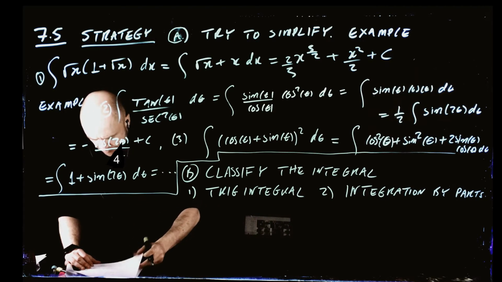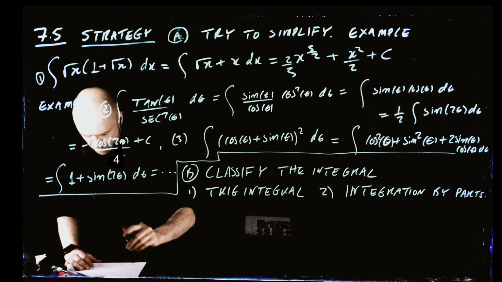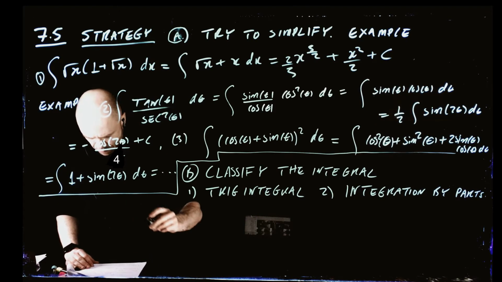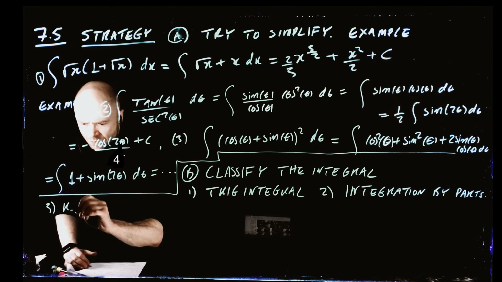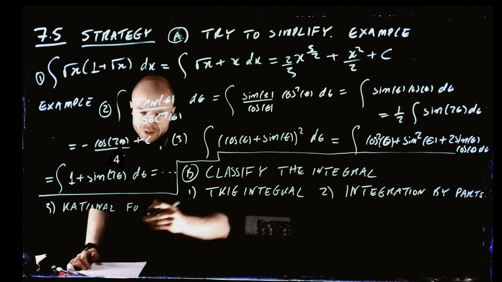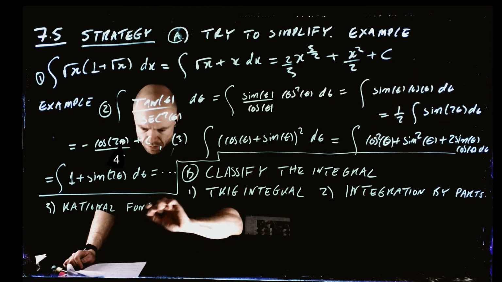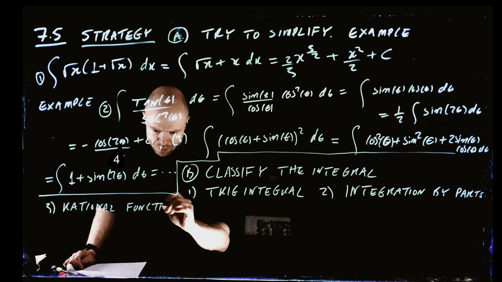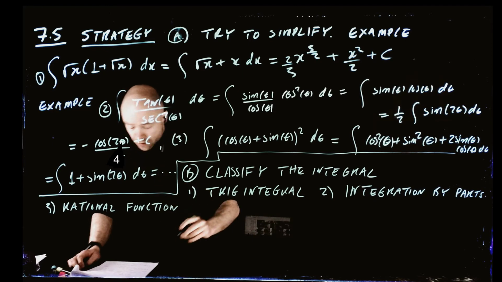Could be integration by parts. It could be a rational function. And then we have to use this method we just learned in the last section, this partial fraction method. It could be a radical.